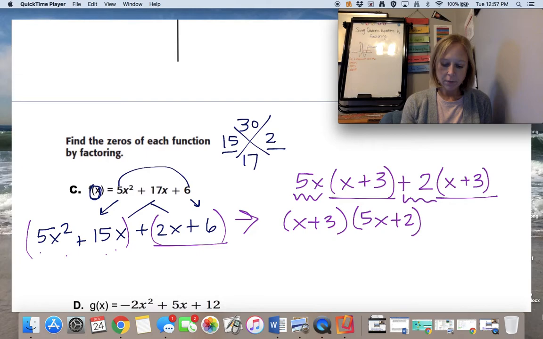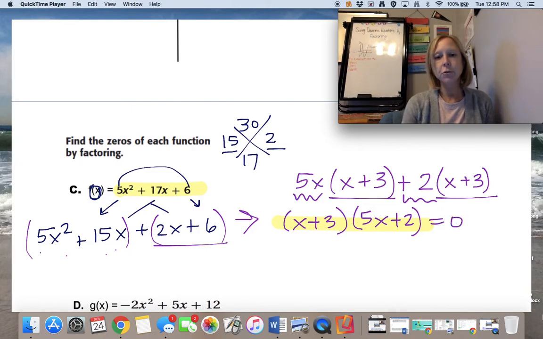Now what I have just completed is rewriting 5x squared plus 17x plus 6 in its factored form. You'd like to think we're done, but we're not. Now what we need to do is set each parenthesis equal to 0 and solve.